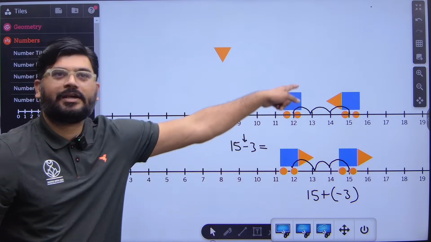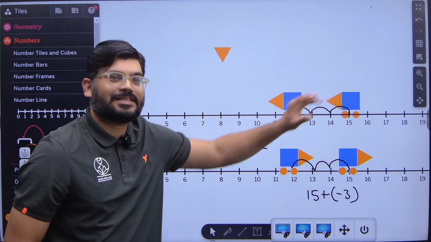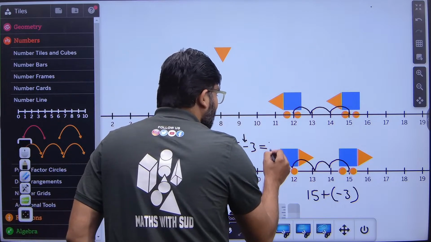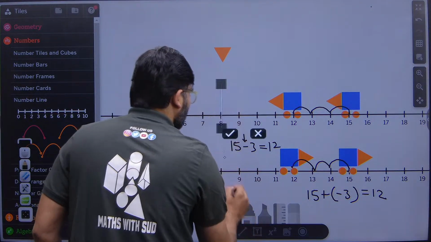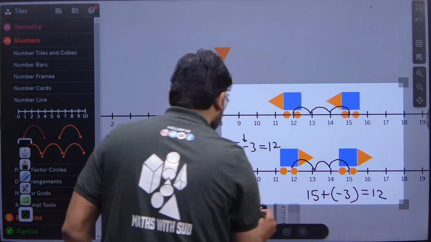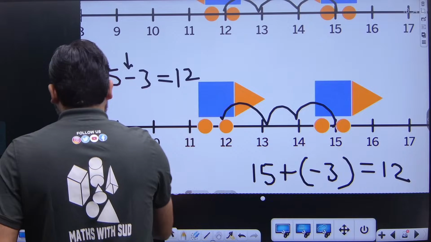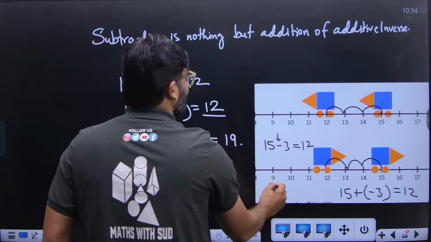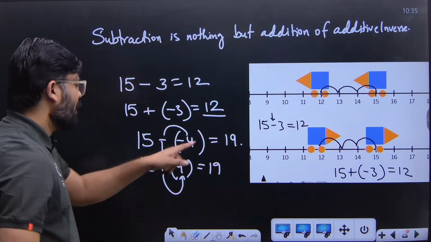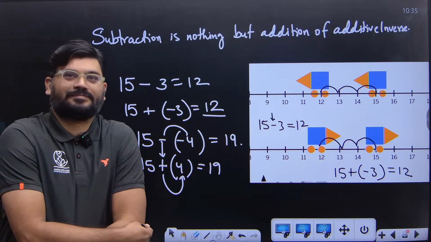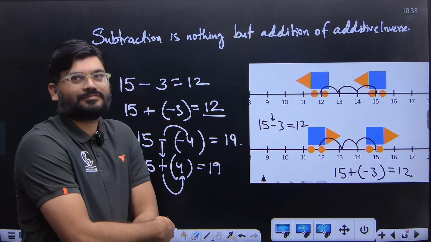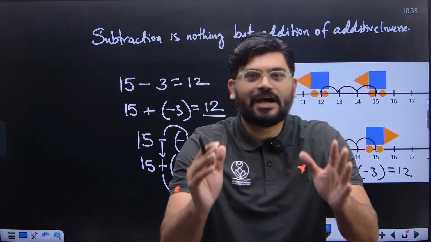At 12 only. So in both the cases, 15 minus 3 is 12 and 15 plus minus 3 is also 12. That means subtraction is nothing but addition of additive inverse. Understood? Any doubt in today's class?